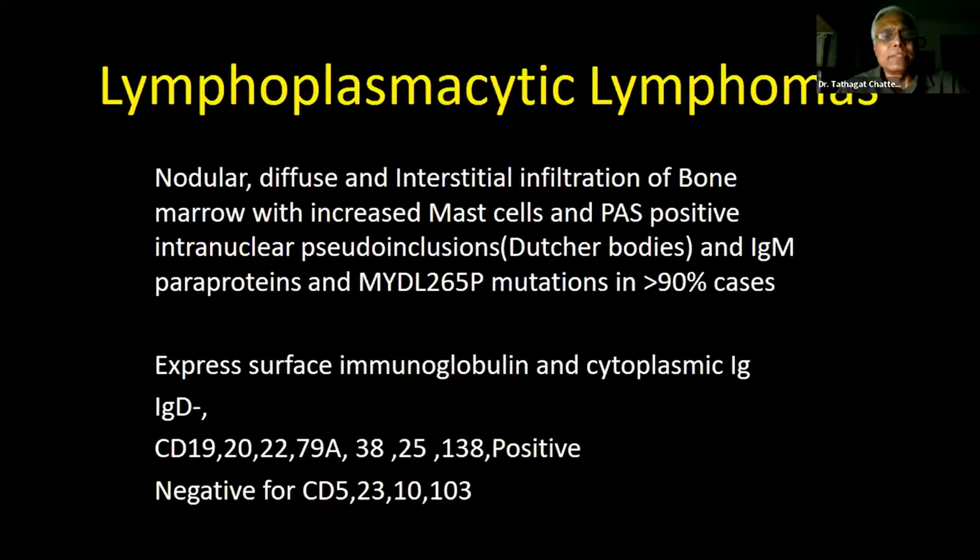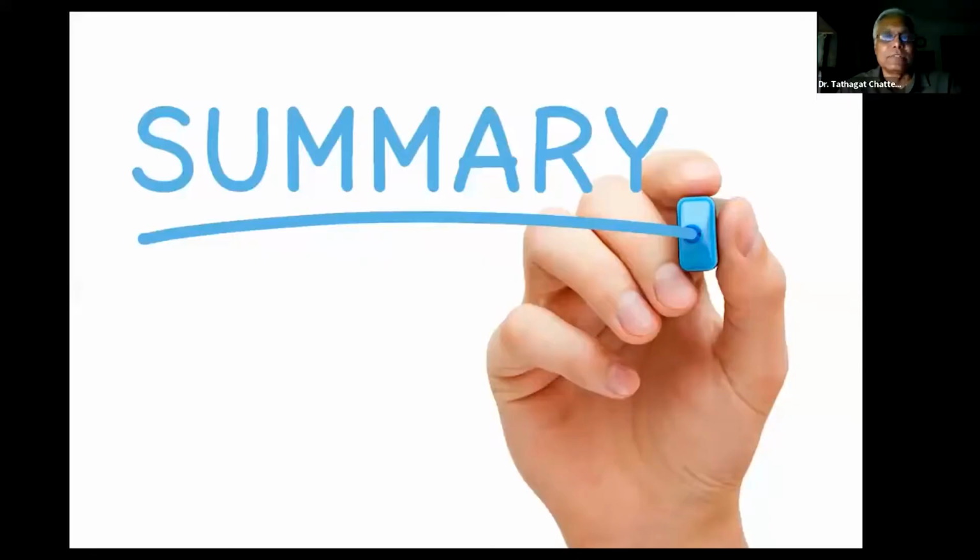The lymphoplasmacytic lymphoma comprises nodular, diffuse, and interstitial infiltration of bone marrow. They express surface immunoglobulin and cytoplasmic immunoglobulin. The CD19, 20, 22, 79A, 38, 25, 138 are all positive. They are negative for 5, 23, 10, and 103. Remember, in plasma cell leukemia, the CD19 is negative. The CD19 and 20 are always positive in lymphoplasmacytic lymphoma.